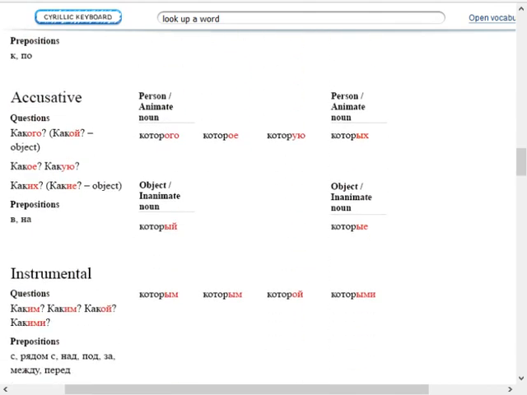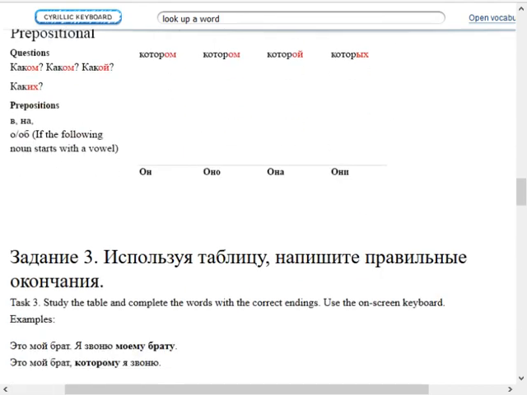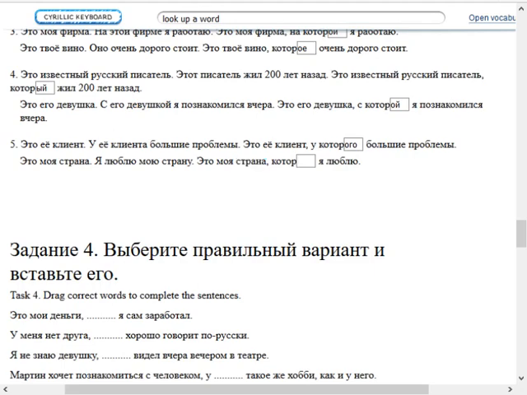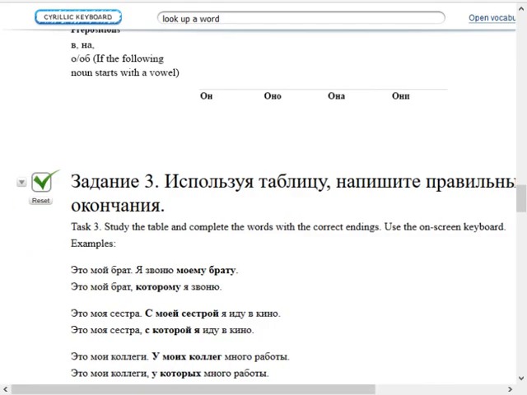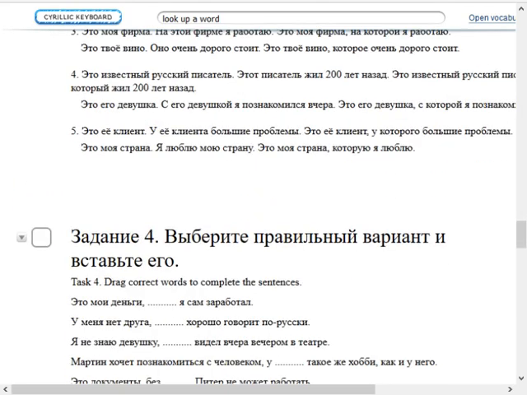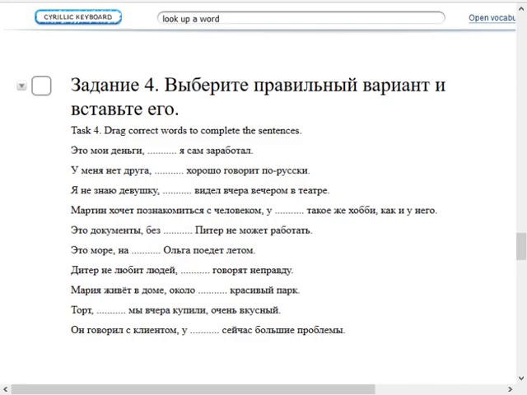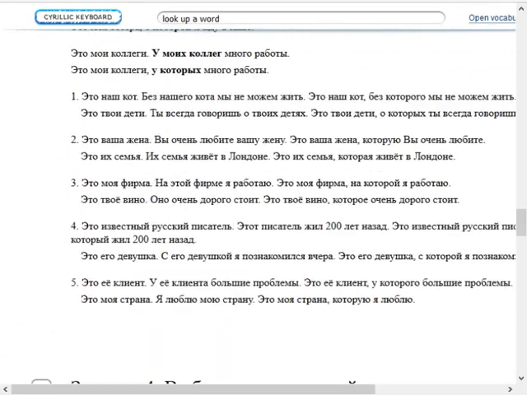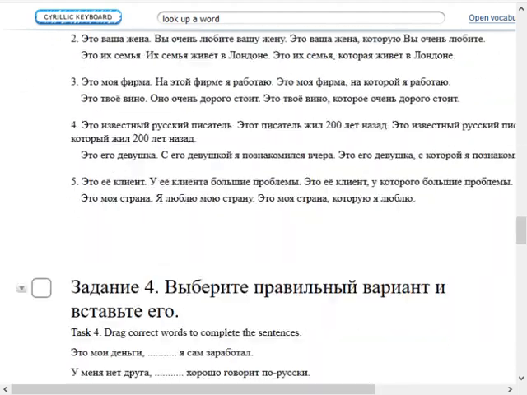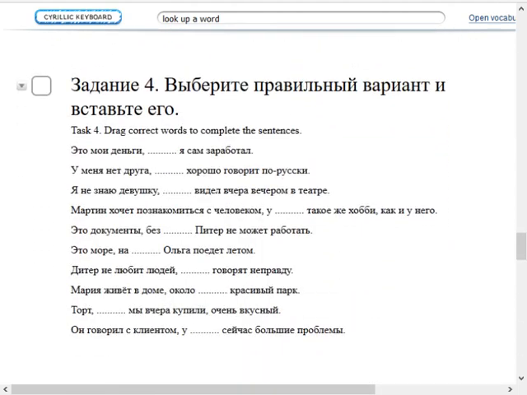Okay, so it looks like the thing for inanimate nouns only applies for masculine and plural, but for feminine it's always которую. So let's go ahead and put in here которую. And indeed, it looks like everything was correct. Very nice. Well done. See, this lesson makes sense. You just have to look at the table here, and as long as you go by the table, it doesn't seem too complicated. Everything's making sense so far.